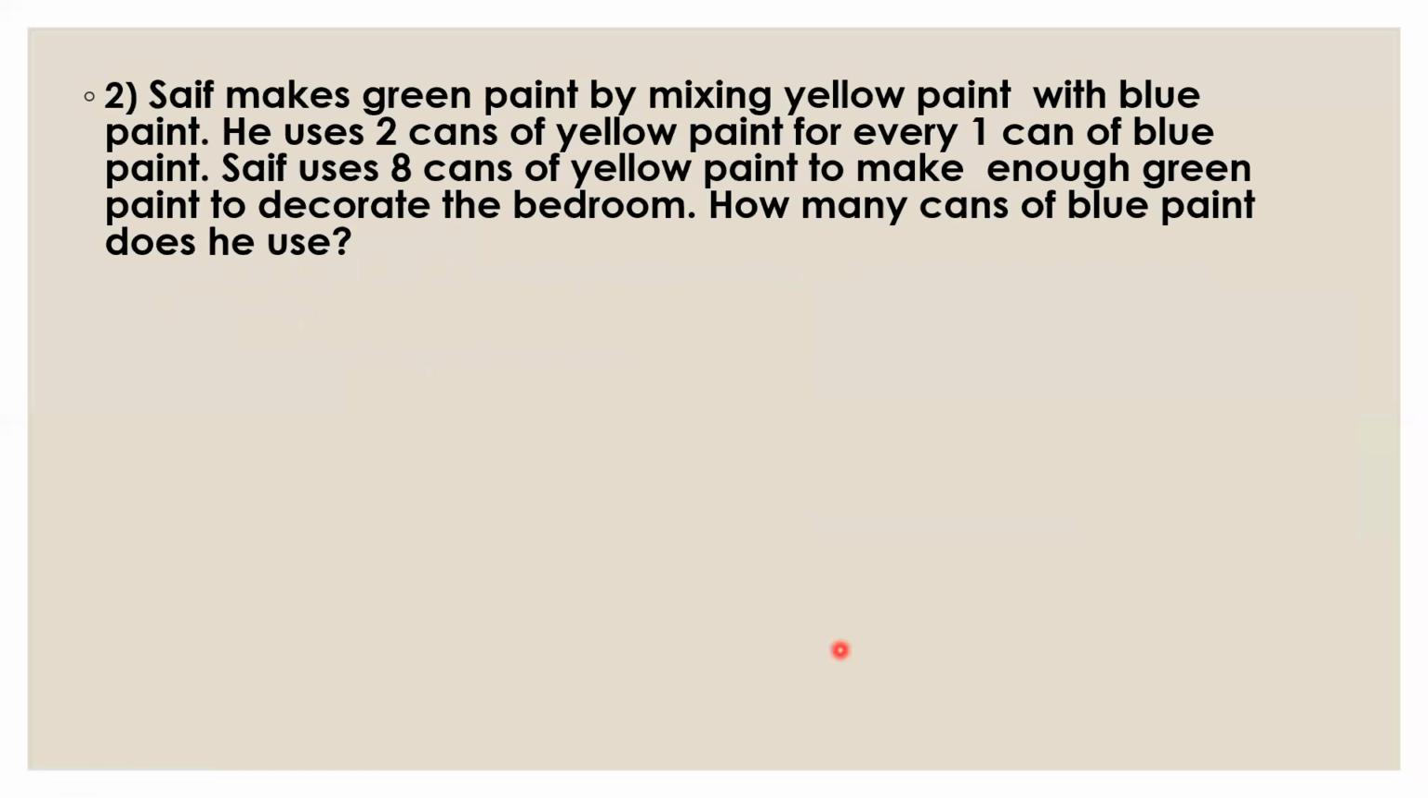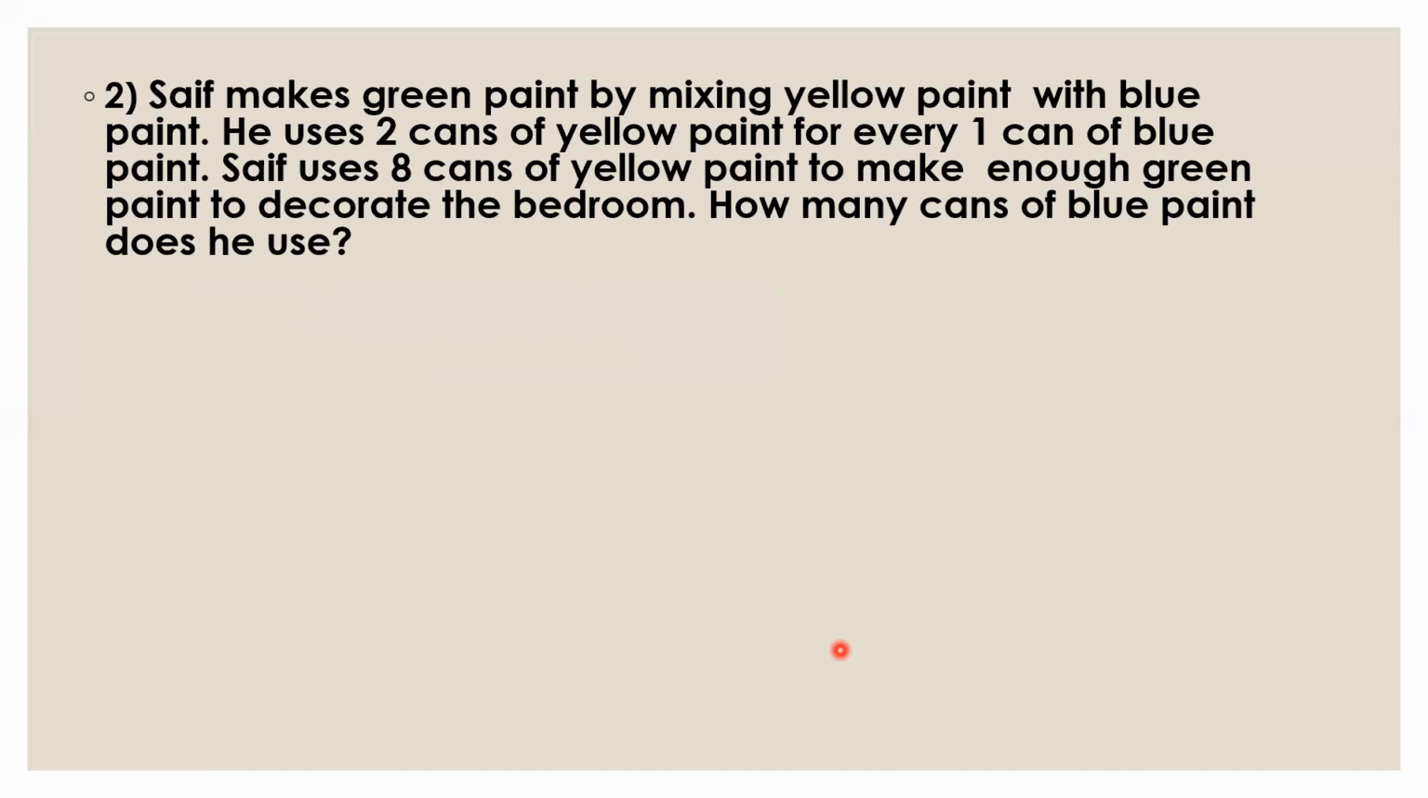Okay, here comes the second question. Saif makes green paint by mixing yellow paint with blue paint. He uses 2 cans of yellow paint for every 1 can of blue paint. Saif uses 8 cans of yellow paint to make enough green paint to decorate the bedroom. How many cans of blue paint does he use?